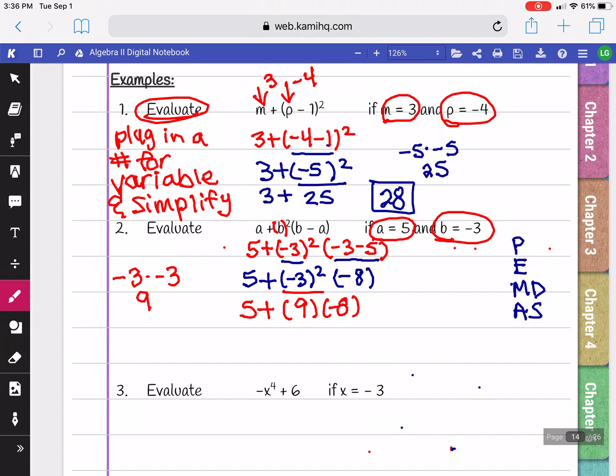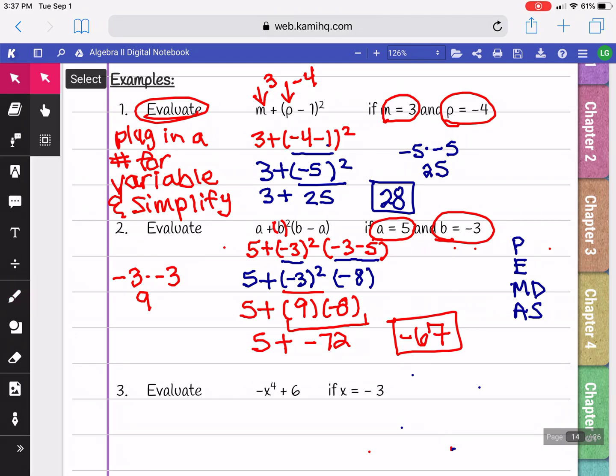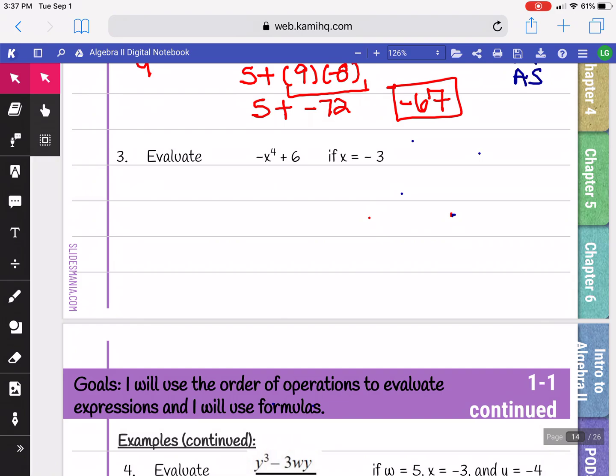From there, we go to multiplication and division. So we're not going to add 5 yet because that's addition. We're going to multiply 9 times negative 8, which is negative 72. And now we can add 5. 5 plus negative 72 is negative 67. If you need a calculator for any individual step, you can use one. You're just not plugging in the whole problem to a calculator. But you could go to your phone or to a calculator online and do 9 times negative 8 and get negative 72, and then add 5 separately. Let's go ahead and look at the next problem here.